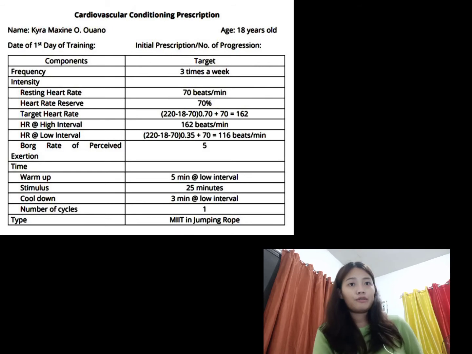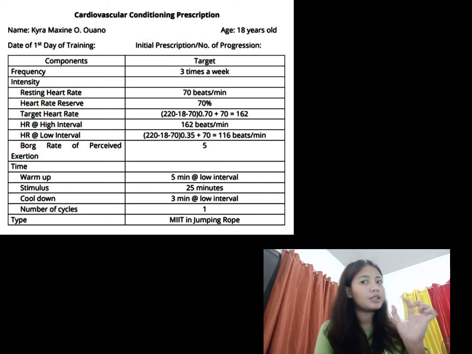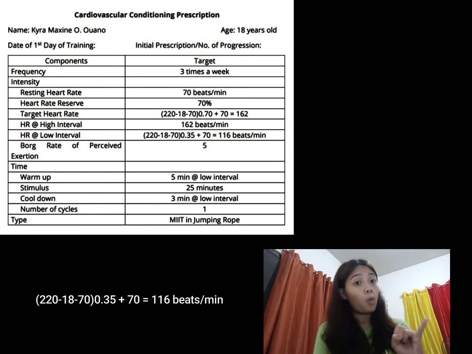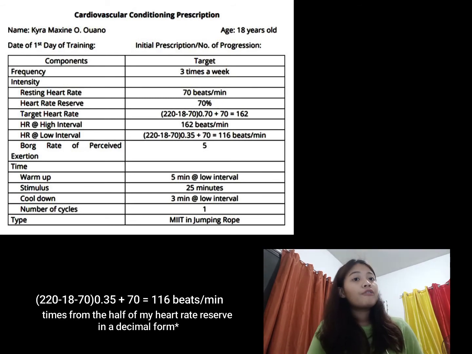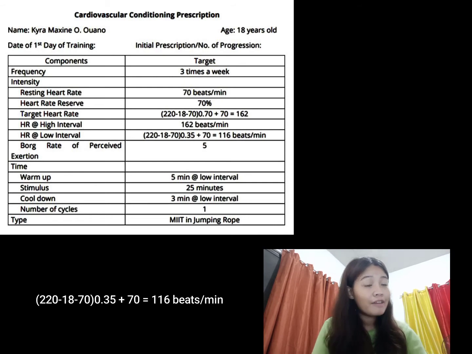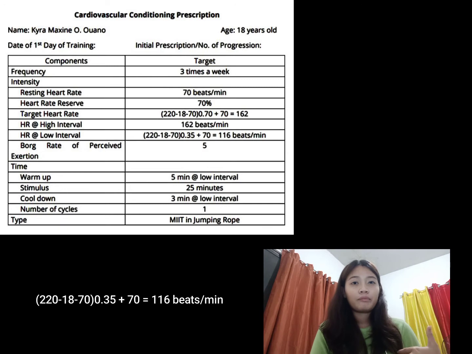My heart rate at low interval uses the same formula, but with a little change. We copy the constant again, 220, minus my age 18, minus the resting heart rate, which is 70, times half of my target heart rate in decimal form, which is 0.35, half of 0.70, plus 70 from my resting heart rate. So my heart rate at low interval is 116 beats per minute.